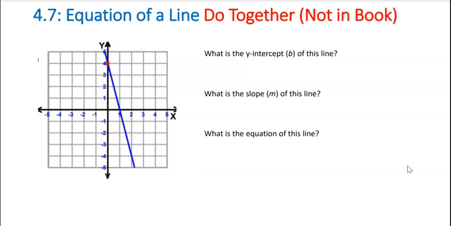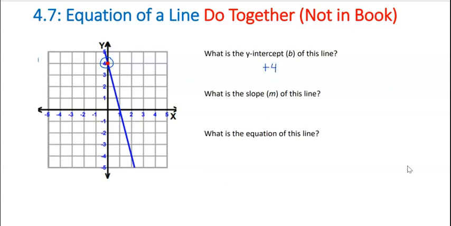We can see y-intercept. That's where we're going to be crossing the y-axis. So that's right here indicated by the red point. So we can see that it's crossing at a positive 4 as we look upwards from the 0. So this is a positive 4.